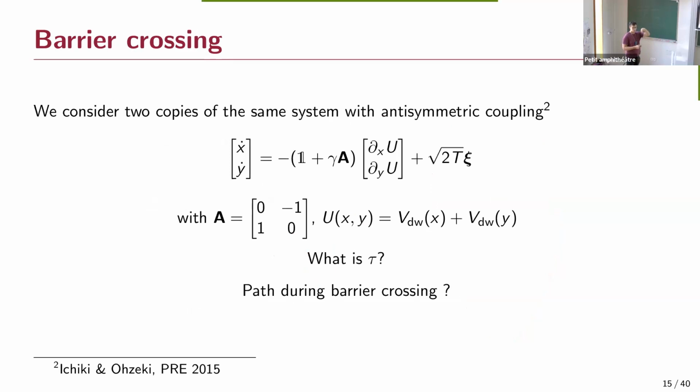Of course, I'm introducing transverse forces, so I cannot stay just in one dimension. I need to go to 2 dimensions at least. And one way by which you can do it, if you still want to simulate the single double well, which was done by Ichiki and Ozeki in 2015, is to duplicate your system. So I create X and Y, 2 copies of my system, both inside a double well potential, and couple the motion of these 2 degrees of freedom with an antisymmetric matrix. And then the question is, what is the relaxation time and what is the path that is taken during the barrier crossing process?